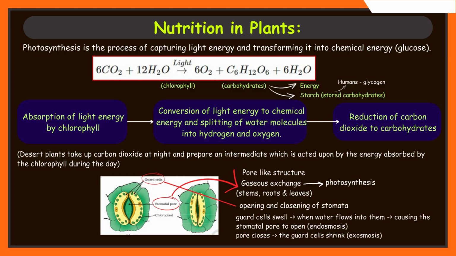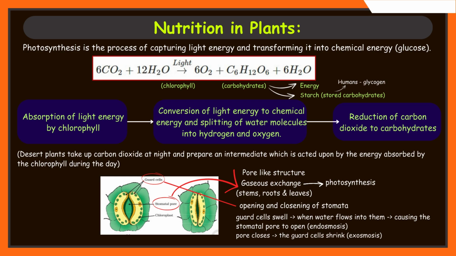Now let us know how desert plants prepare food. Desert plants take up carbon dioxide at night and prepare an intermediate which is acted upon by the energy absorbed by the chlorophyll during the day. Desert plants make their own food by photosynthesis, just like other green plants. However, because deserts are very hot and dry, they have special adaptations.